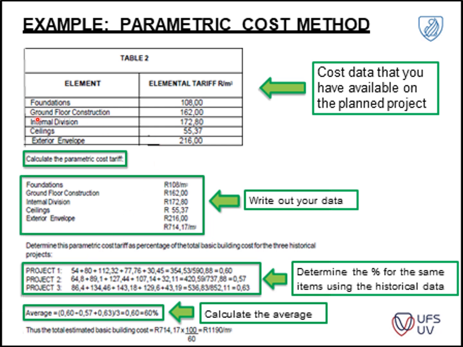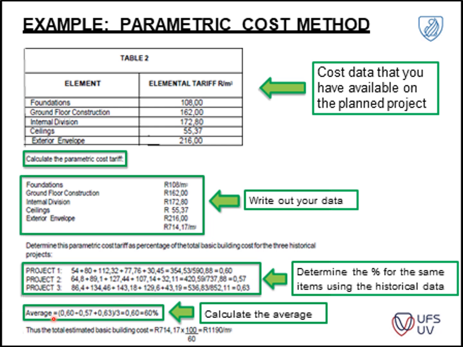So you take the relevant cost per square meter for those projects. So project 1, the foundations, then you go to the ground floor, the internal divisions, the ceilings, and the exterior walls, and you add them all up, and you divide it with your total cost for that building to calculate how much did these items contribute to the total cost of your building. So in project 1, we could see it contributed to 60%, project 2, 57%, project 3, 63%.